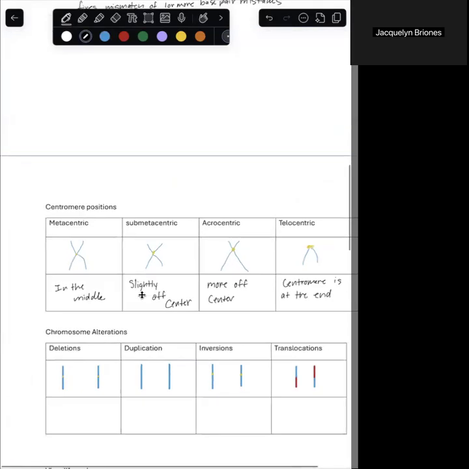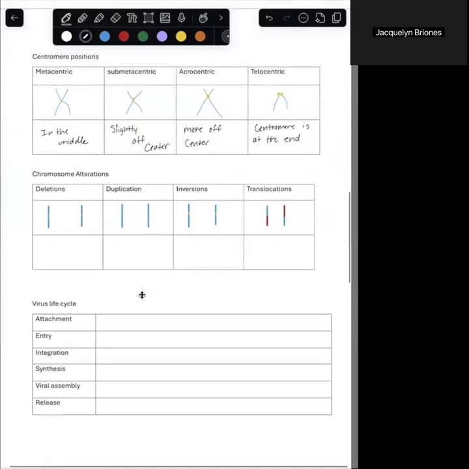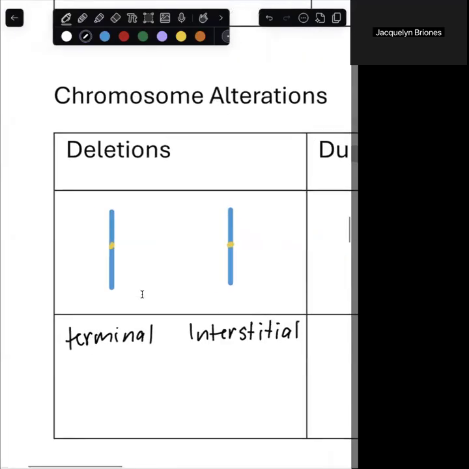And remember, when we have these different positions, it's really telling about the chromosome structure. Okay, now on to chromosome alterations. So for deletions, we have terminal and interstitial. So terminal is obviously going to be at the end.